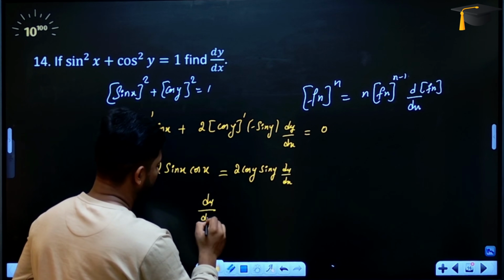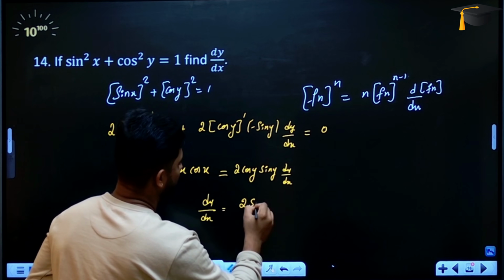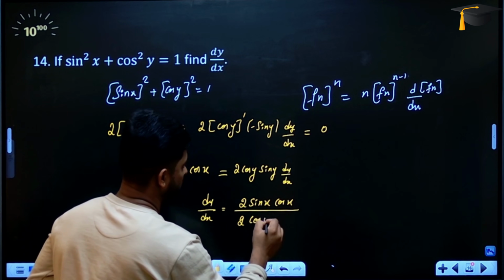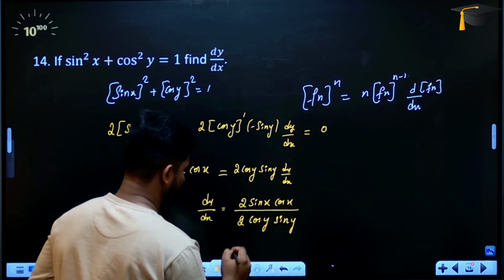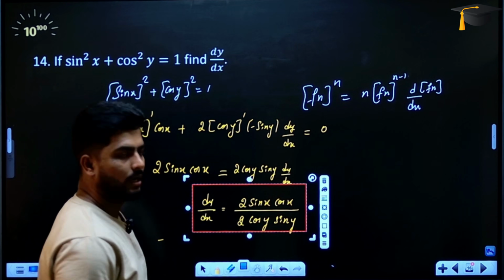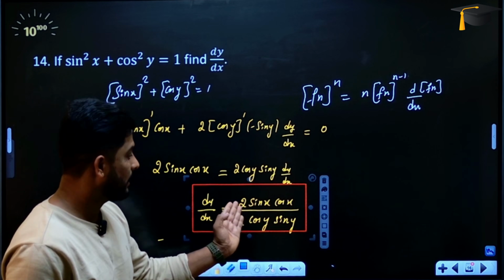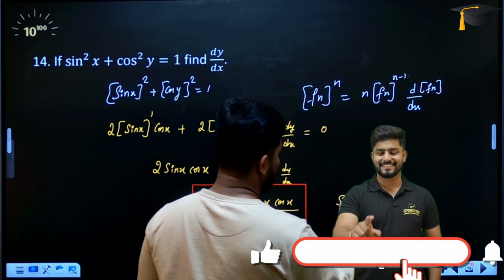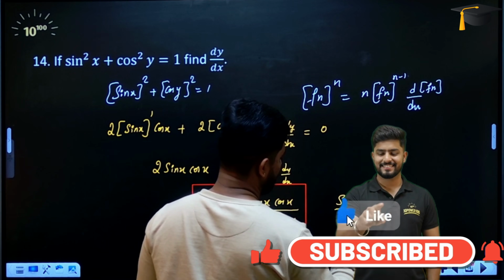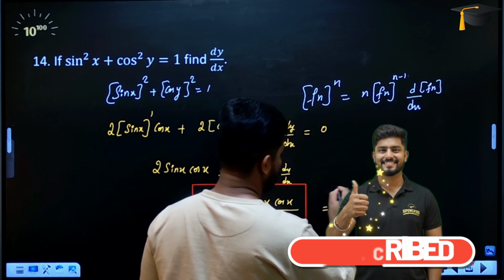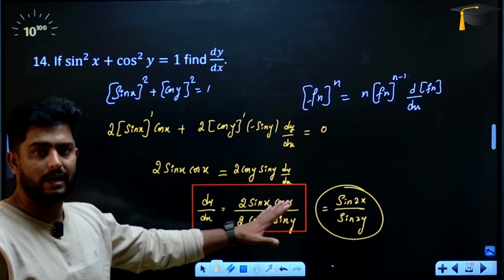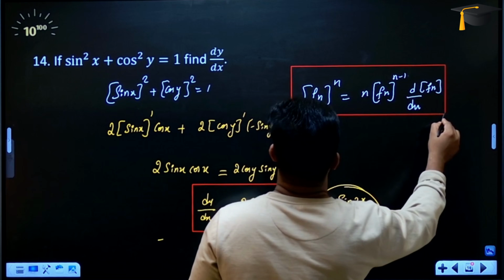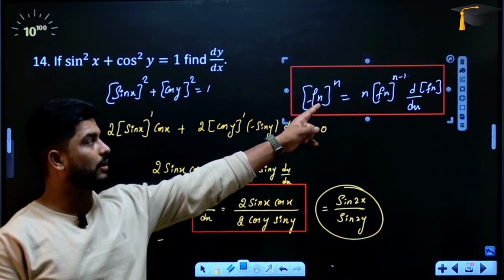Okay, what is dy by dx? If I rewrite everything together, dy by dx is equal to 2 sin x cos x divided by 2 cos y sin y. If you want, you can cancel this 2, or else you can write it as sin 2x divided by sin 2y. This is also correct. So if you write sin 2x divided by sin 2y, this is also okay. So this is one of the answers, and this is also one of the answers. Anything you can write, children. Okay, this much you have to do. So here, remember, the derivative of function to the power n is this formula. So don't go wrong in this.